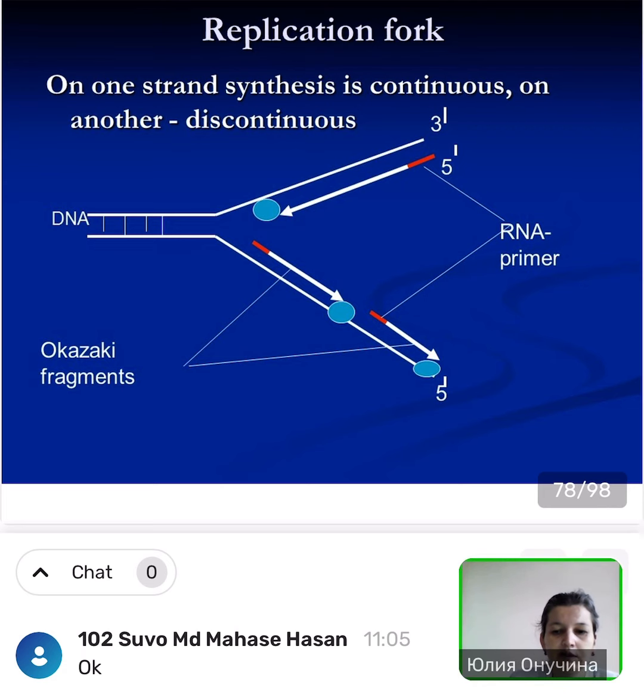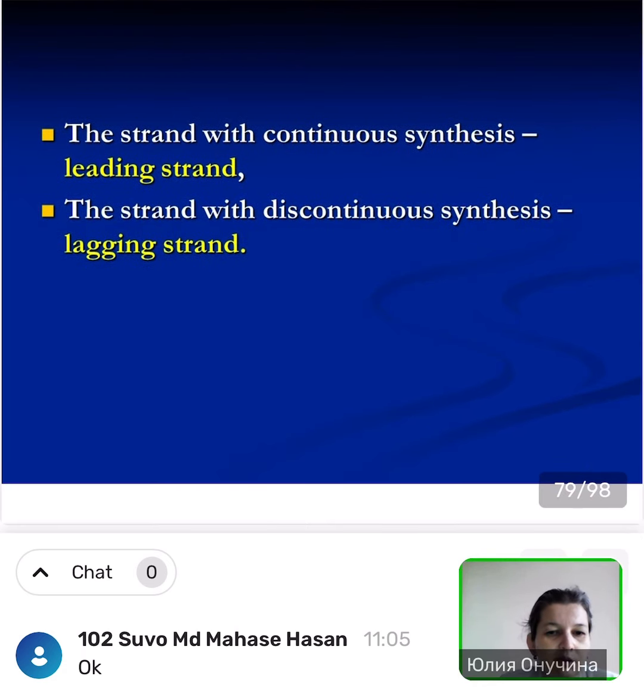They have different names, yes. So the leading strand is synthesized without stopping, and the lagging strand contains Okazaki fragments.